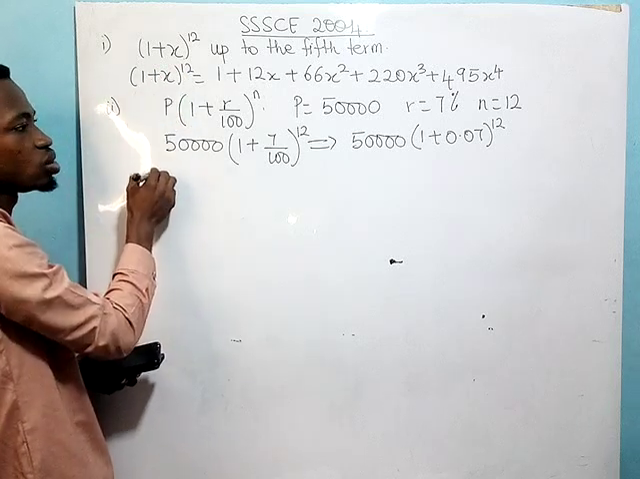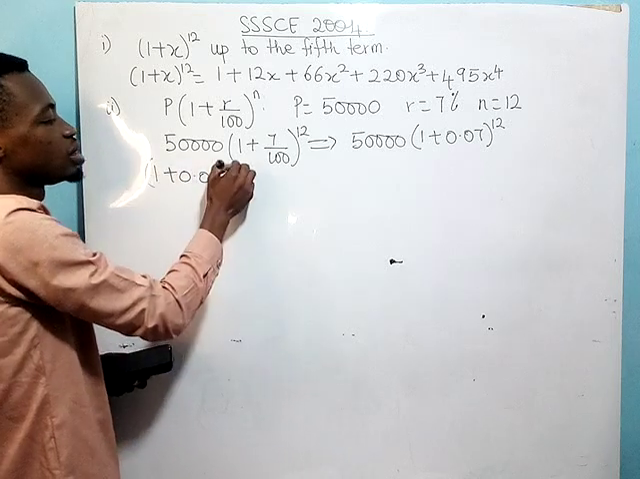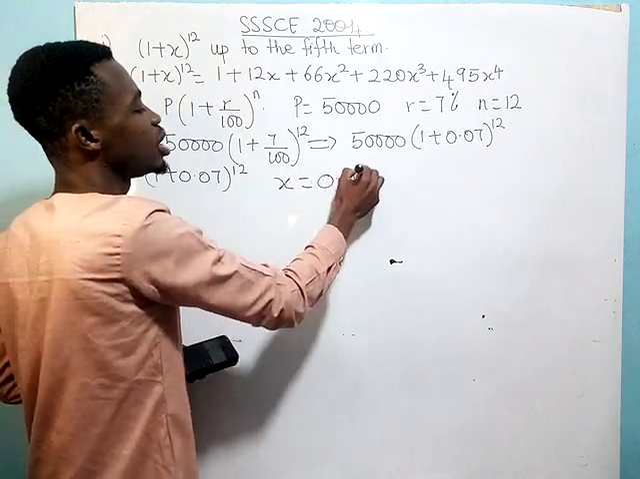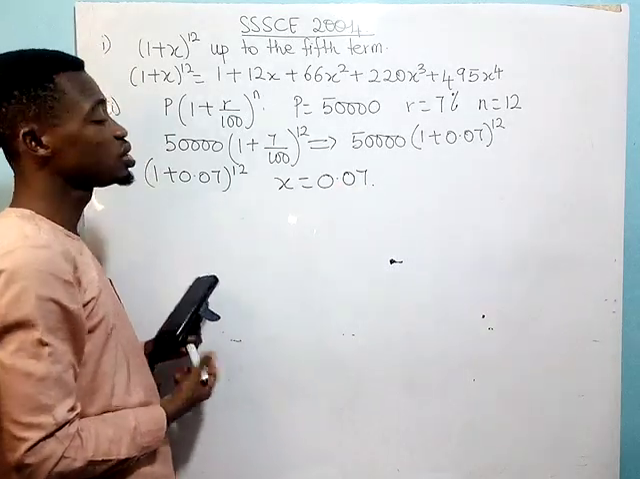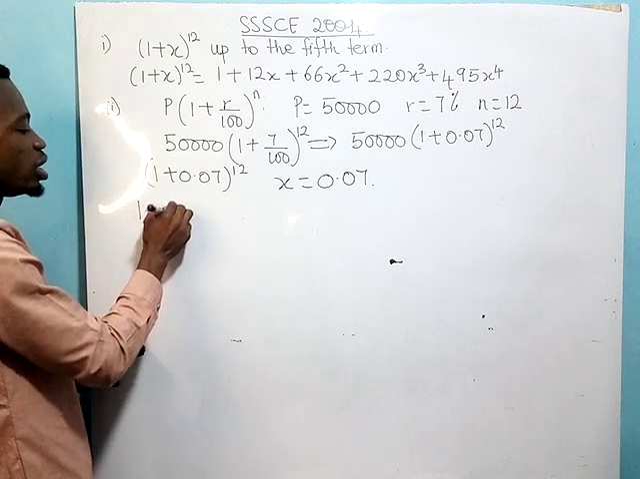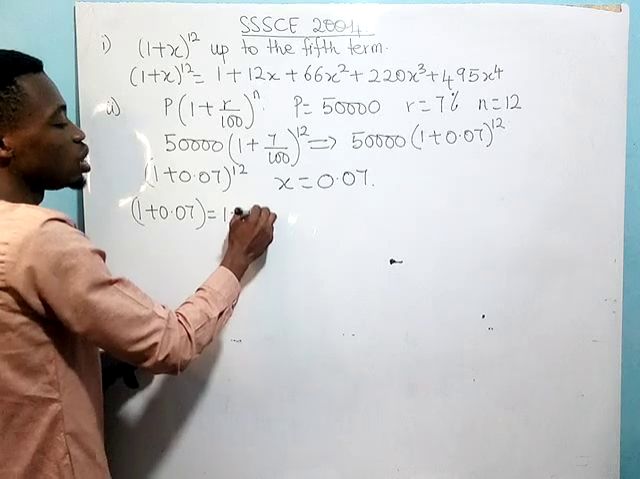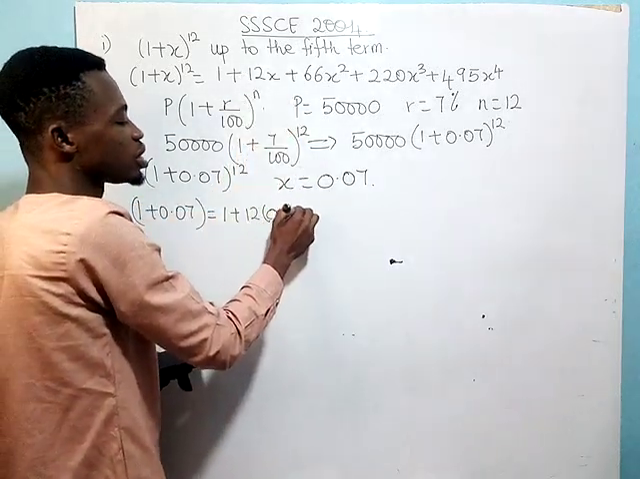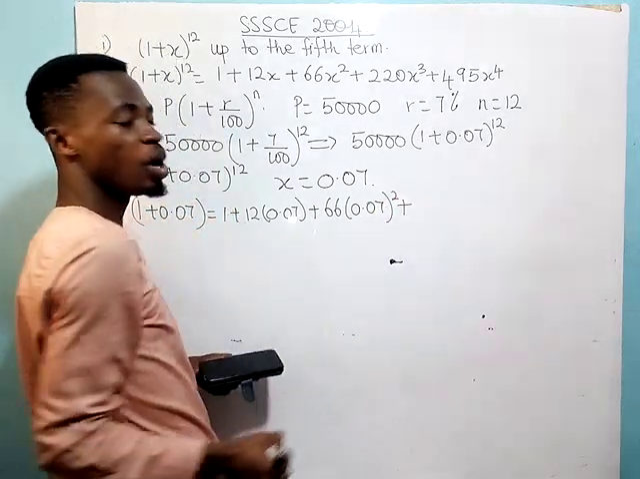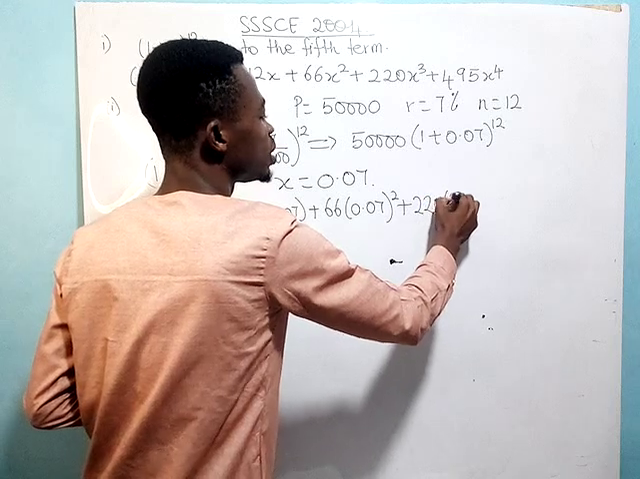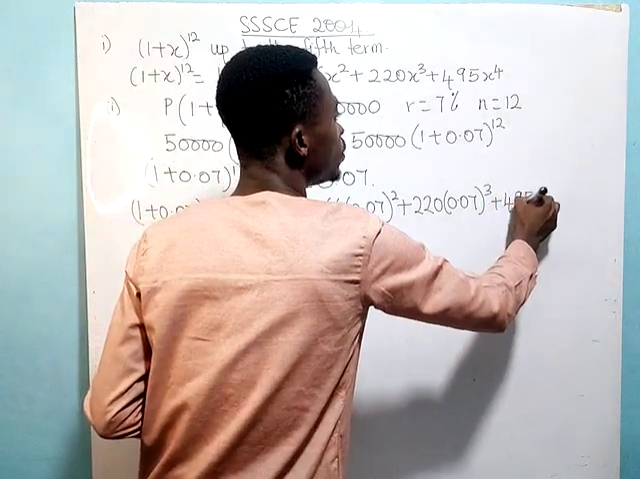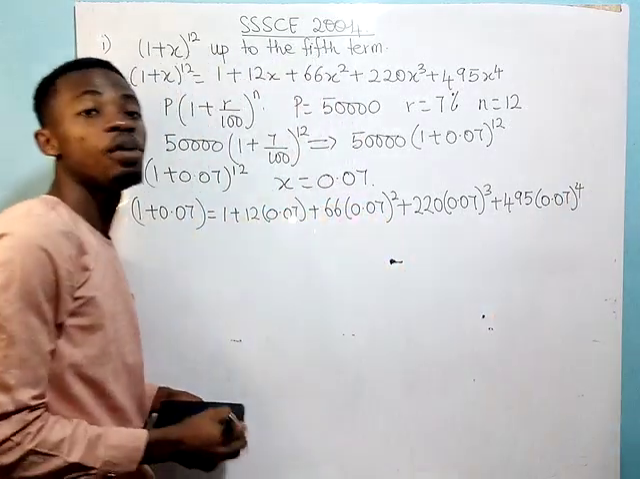So for 1 plus x, we have 1 plus 0.07 to the power 12. When you compare these two, you find out that your x is 0.07. So we substitute the 0.07 into this. Now for 1 plus 0.07, we are going to have 1 plus 12 multiplying the x, which is 0.07, plus 66 multiplying 0.07 to the power 2, plus 220 multiplying 0.07 to the power 3, plus 495 multiplying 0.07 to the power 4.